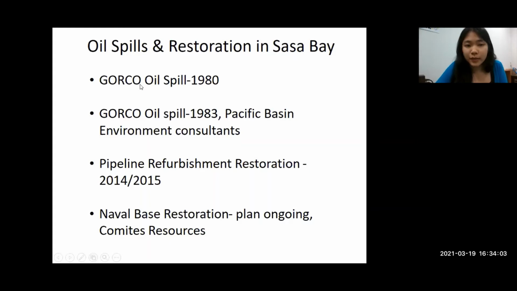GORCO stands for Guam Oil and Refinery Company. So there was a spill in 1980, 1983. There was a pipeline refurbishment project in 2014 and 2015. Jessica Gross, if you know her, worked on that a little bit, mitigating for restoration. And then there's an ongoing project at the naval base by Comites Resources. I've been in touch with Comites, but unfortunately they can't reveal that much information, and it seems like they're still in the planning phases.